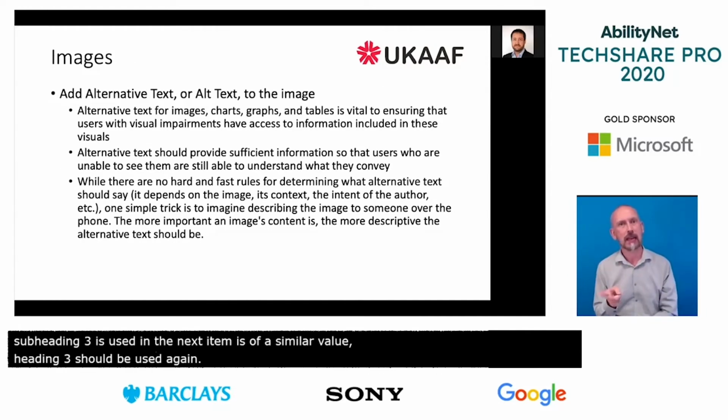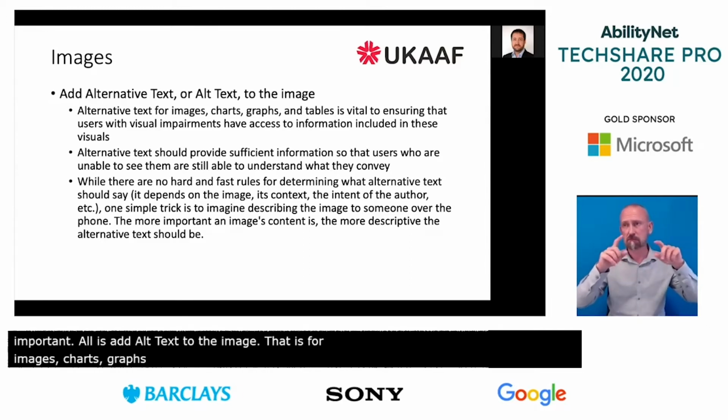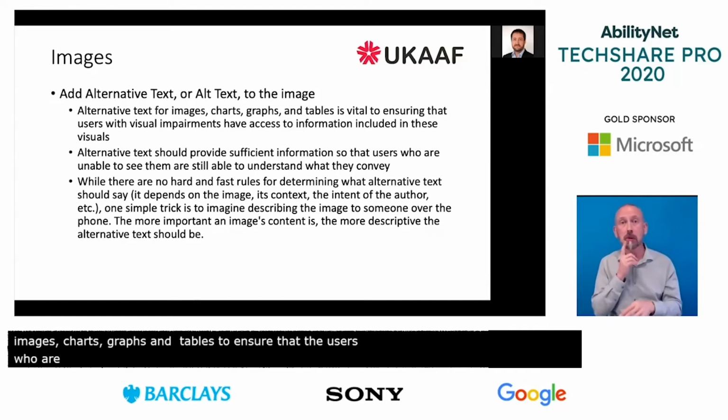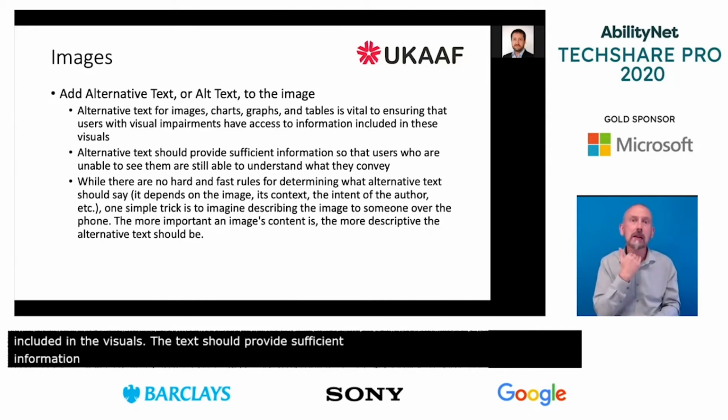Images, very important. Always add alternative text, or otherwise known as alt text, to the image. And that can be for images, charts, graphs, and sometimes tables to ensure that the user of visual impairments can access the information that's included within these visuals. And the text there should provide sufficient information so that anyone who's unable to see them can still understand the position they're trying to convey.